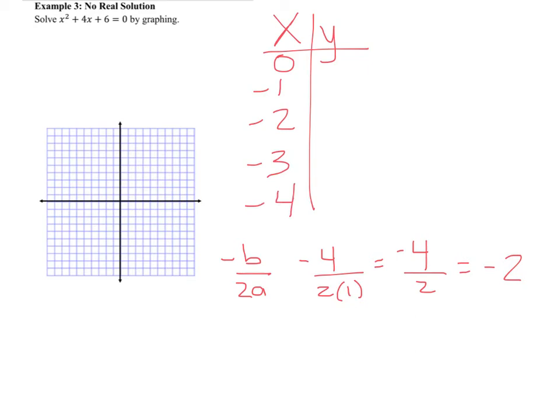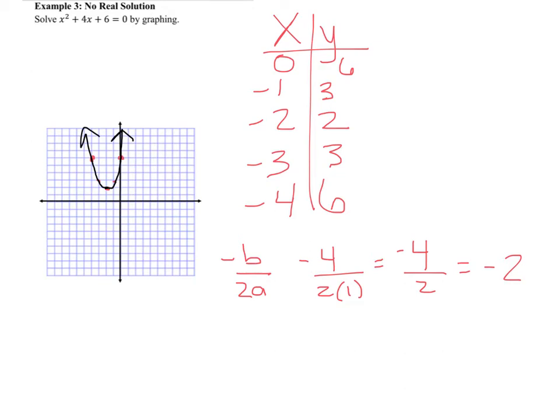I'm going to go ahead and take those x values and plug them in. And if I go ahead and plug those in, I'm going to have 0, 6, negative 1, 3, negative 2, 2, negative 3, 3, and negative 4, 6. So I'm going to go ahead and graph those on our graph.